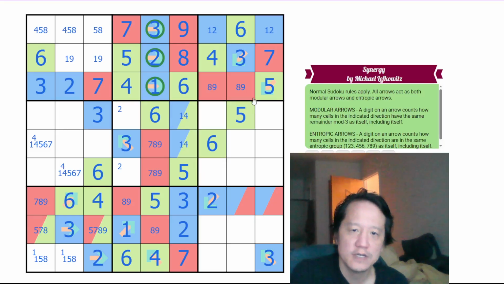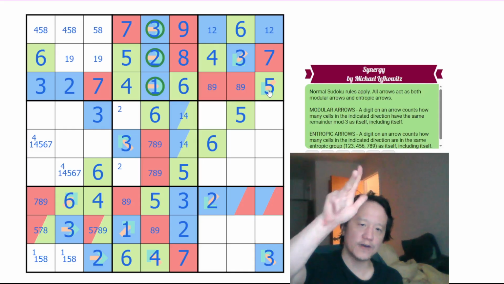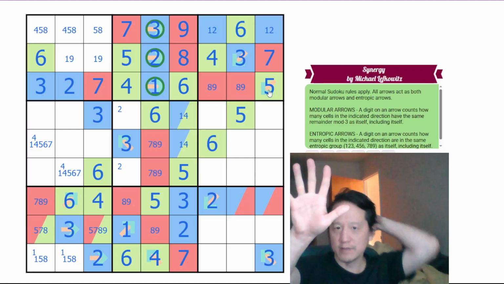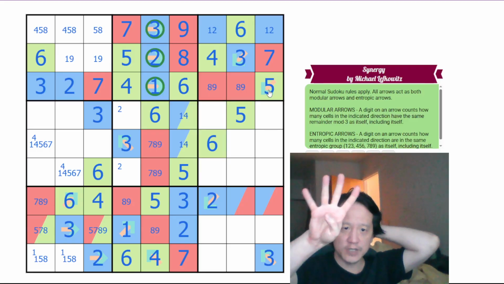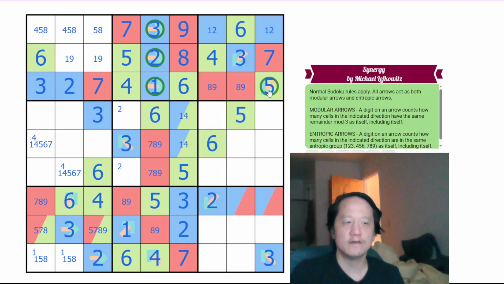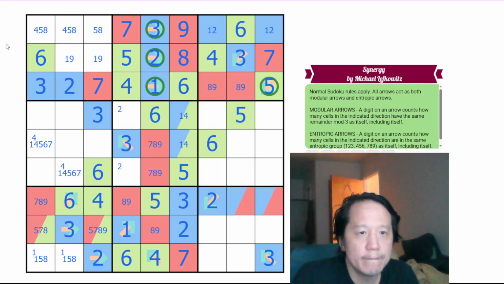modular set. 5, pointing at 5, 5, 5, 5, and 6, that's 5 middle digits for the entropic, pointing at 4 5s and a 2 for the 2 modular 3 digits. These digits are middle and high. These digits are low and high.